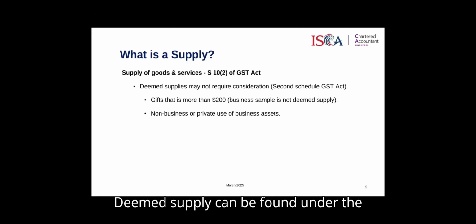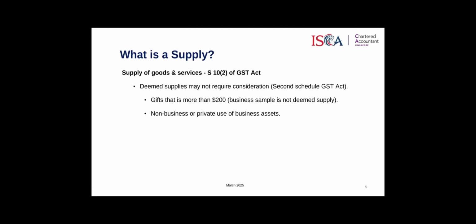Meaning, you might feel that it is a one-way ticket rather than two-way, because in the usual supply, when we provide, let's say, a coffee, you are expected to make payment. However, in the deemed supply situation, it's usually one way, such as gifts to employees, gifts to a business associate. That could constitute a deemed supply under the second schedule of the GST Act.